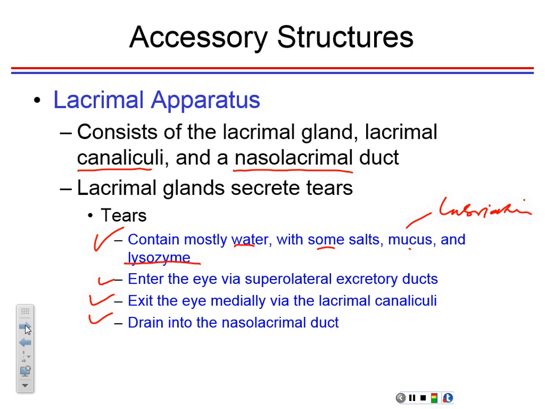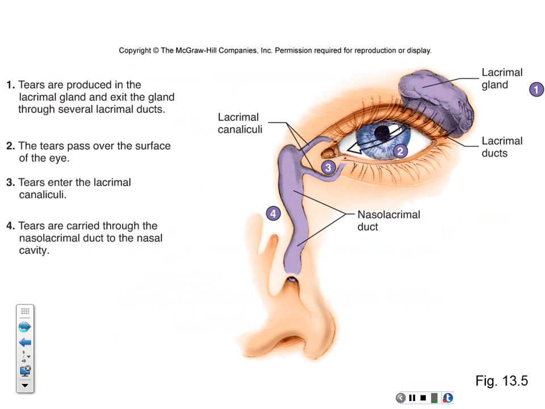So I need you to know the function of the tears, the components of the tears and what those components are doing, and how the tears are channeled through the eye, right? I need you to know that.